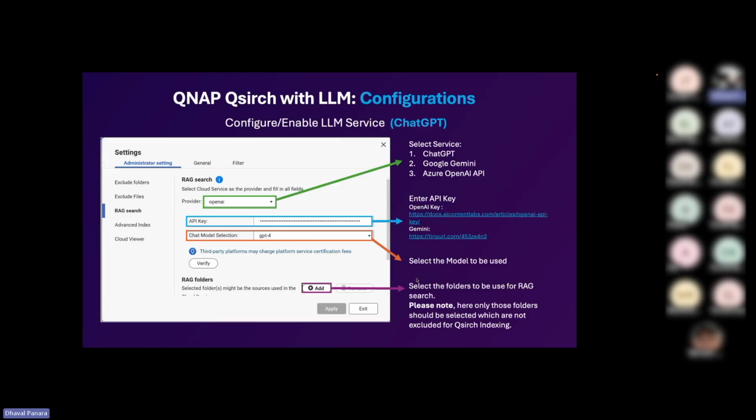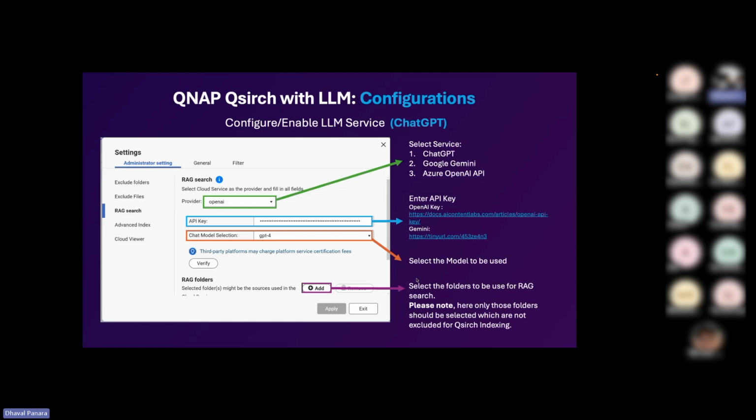Once you generate an API key, in the settings of the QSearch, go to RAG search and then just choose the right provider and then put in the API key that is generated for you and select which model you want to use. Always make sure you verify to ensure that the feature is working.